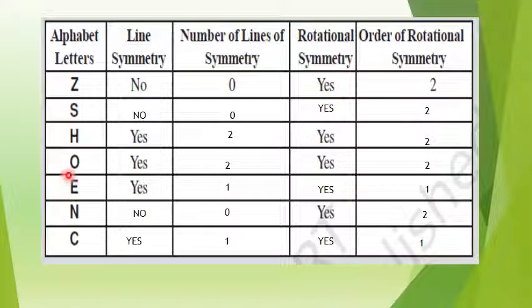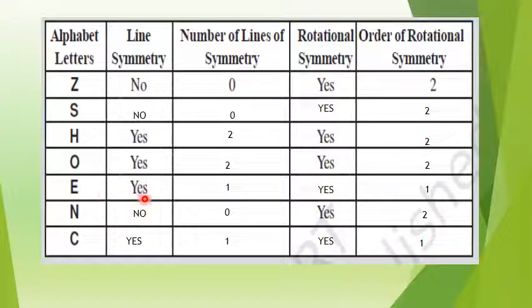2. Next letter O. O has two lines of symmetry. So line symmetry, yes. Number of line symmetry becomes 2. Does it have rotational symmetry? Yes. What is the order of rotational symmetry? It is also 2. Next is letter E.